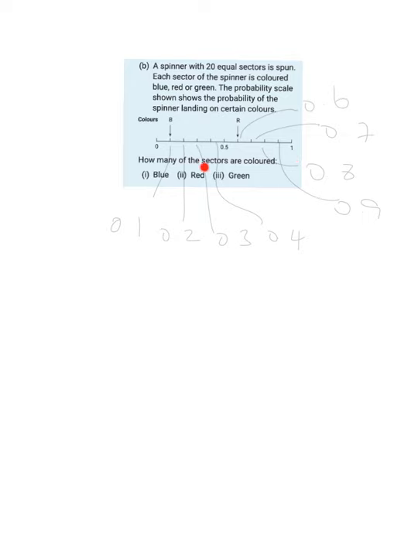So then it says, how many of the sectors are coloured blue? Okay, so blue then we can clearly see is B here. Okay, so it's after the first one. So that is 0.1. So for blue then, the probability is 0.1 multiplied by 20, which is the number of sectors. So that would give me 2.